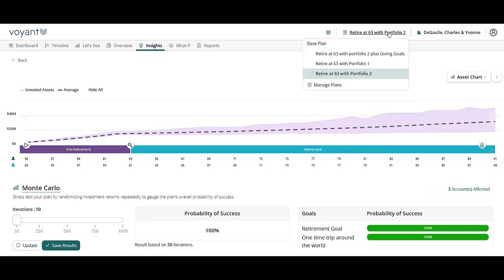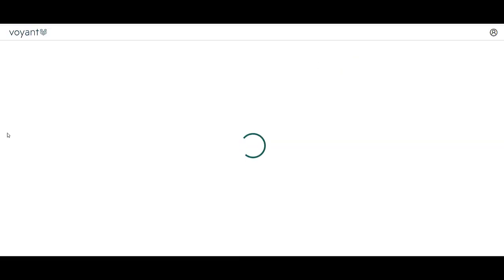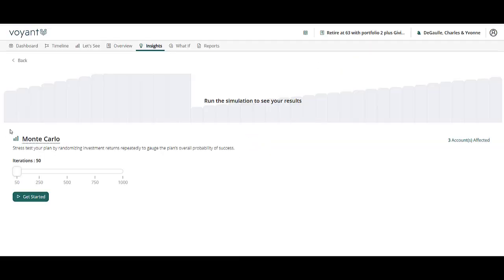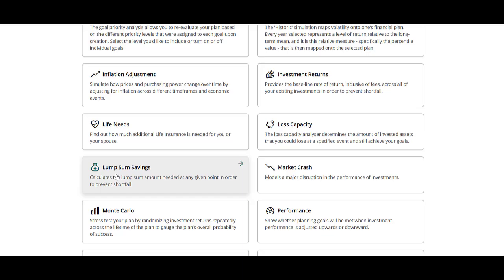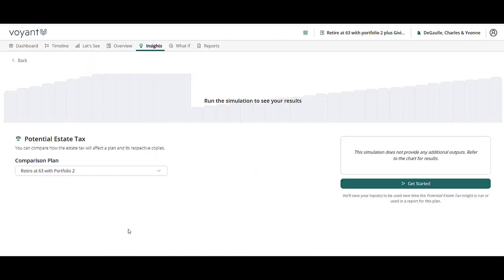And then you can go into another what if scenario, and if you want to build on that, for example, in this one I've done a retire at 63 and also put in some giving goals for the clients to address some of their estate tax concerns. So we can go into this one. I could do another Monte Carlo and see the outcome of that one. I can also go into my estate tax insight and test the estate tax outcome.